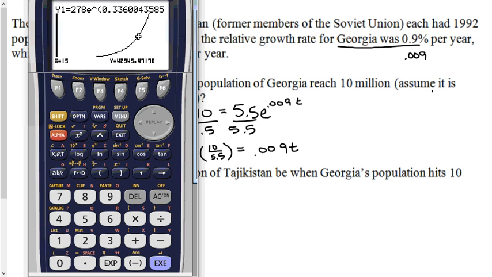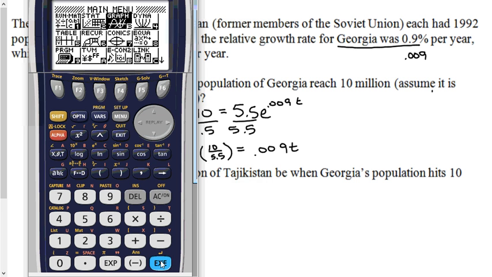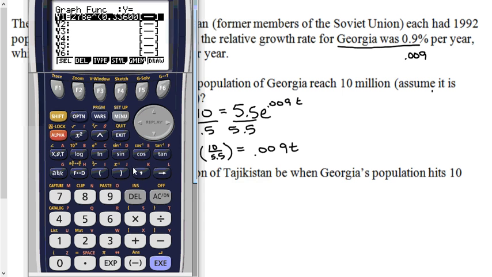Let's go ahead and use our graphing calculator a little bit more, and this time we'll go back into graph. And let's clear this out because we're done with this. So delete that. This time I'm just going to graph this as two different equations. 5.5 e to the parentheses 0.009x. And so that's one of them. And then for the other one, we'll just graph this at 10.